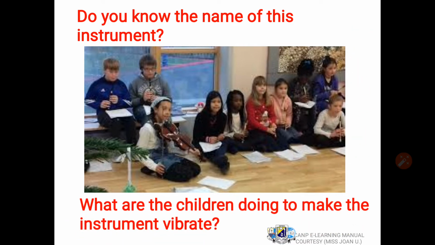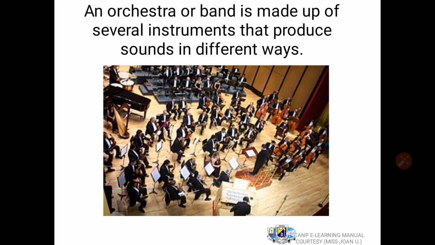But you must understand that these instruments are used to produce what we call music, okay? Look at this. We call this kind of setting an orchestra. An orchestra or band is made up of several instruments and individuals that produce sound in different ways. These different sounds are produced in rhythm together to form what we call music.